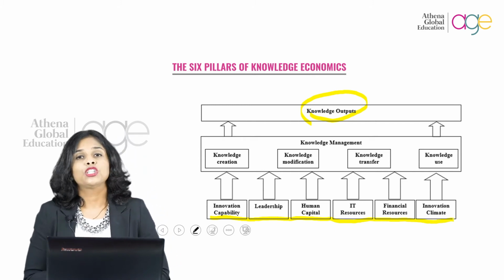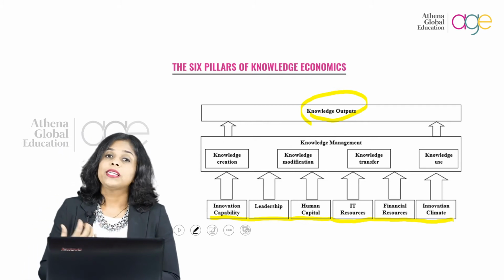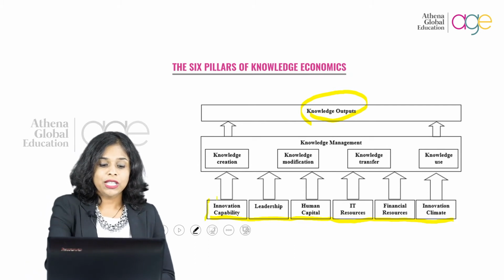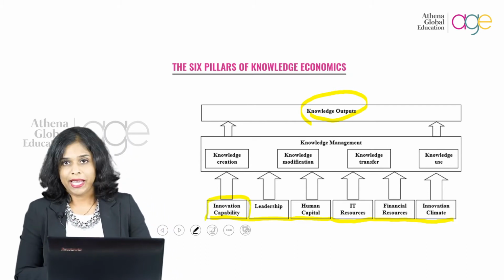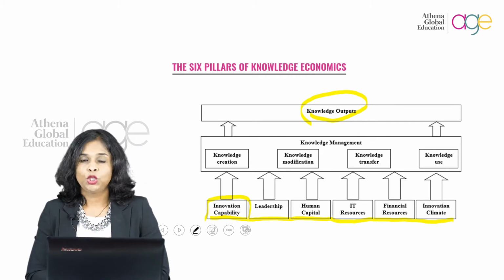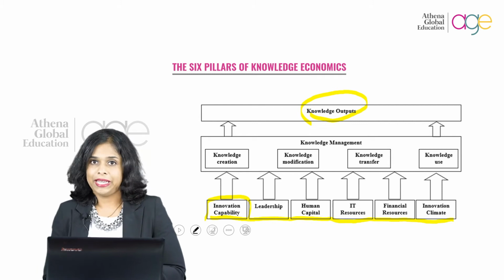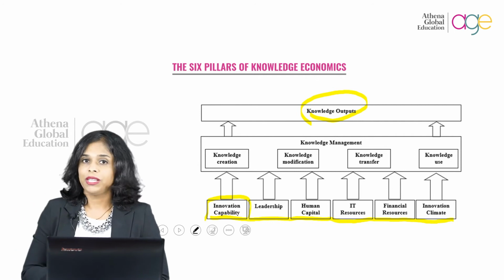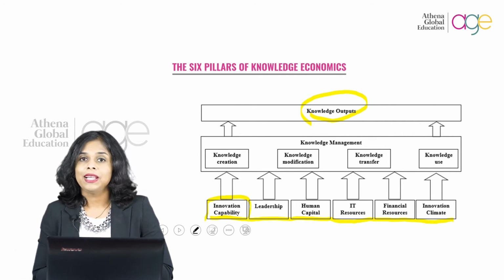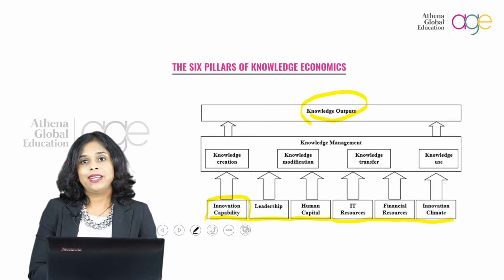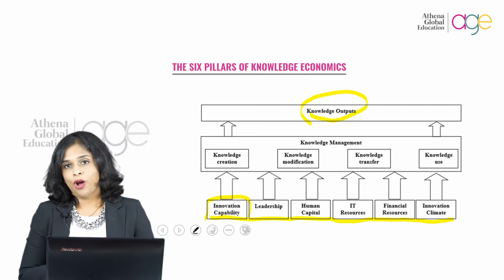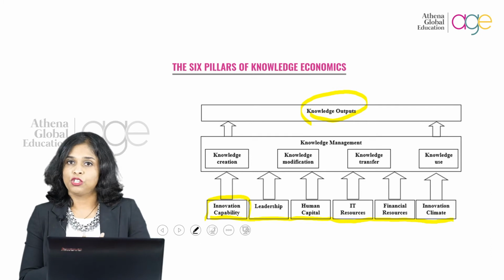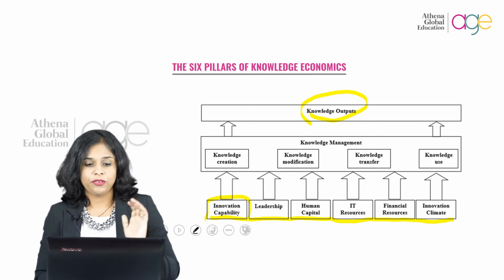For example, say the leadership of an organization is weak. So, the kind of knowledge outputs that the organization is going to produce may not be up to the mark. First is innovation capability. What basically is innovation capability? It is the ability of a firm to produce novel and commercially viable ideas, right? When we talk about novel, we talk about something new that is being created which somebody else has not created. And when we talk about commercially viable, the innovation that is created has to bring in some profits to the organization. So, that is the first pillar of knowledge economics.